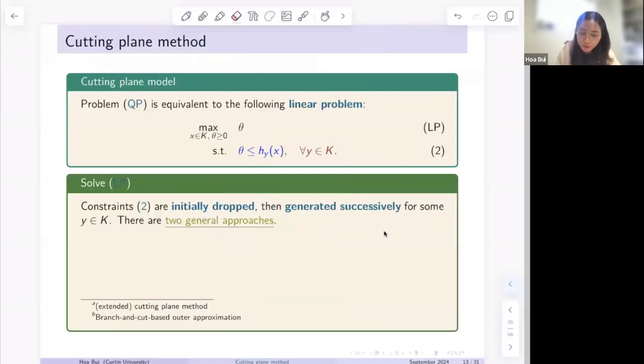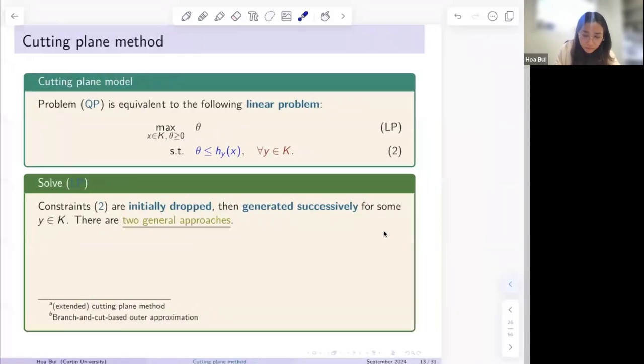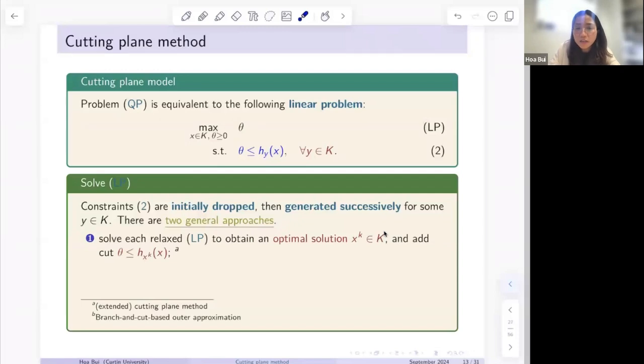Originally, constraint number 2 will be dropped. And then this will be generated successively for some y belonging to K, very similar to the Benders decomposition method. Then there are two general approaches. The first approach is to add some more constraints, and then solve each relaxed LP to obtain a new optimal solution, xk, and add the new cut into the model. And then you continue until you repeat the solution. And then we can prove that when this happens, that repeated solution is an optimal solution.